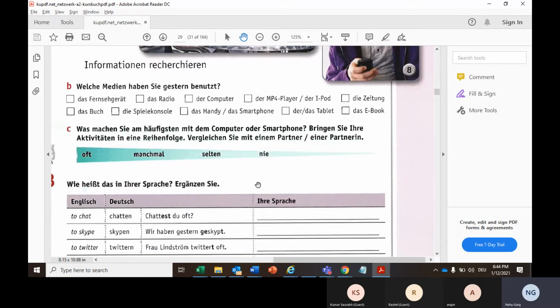Is it clear what you have to do exactly? You just have to use these frequencies as per the usage of your computer or your phone or whatever device you use. Verstanden? Yeah. Okay.